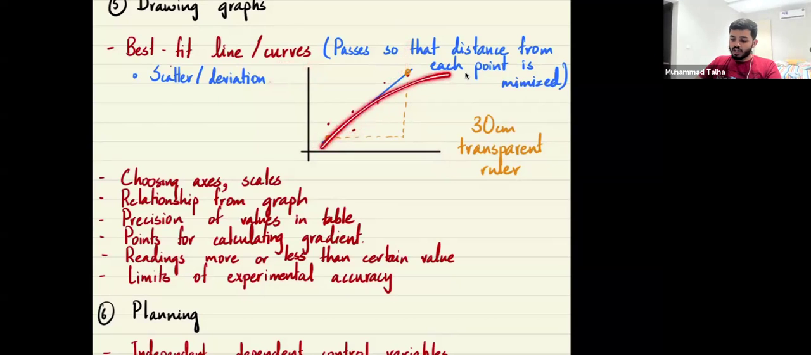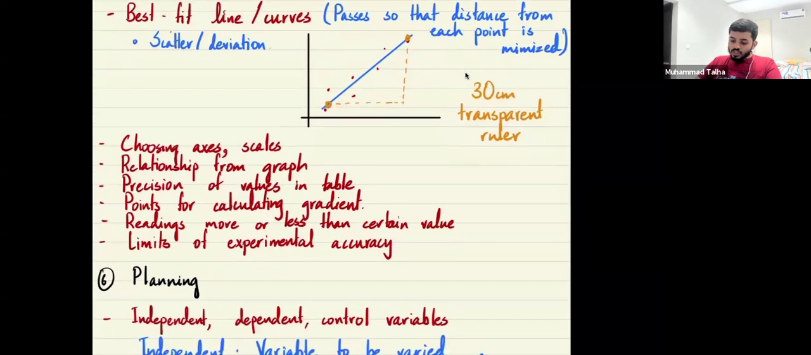For example, if you have a graph like this, then you would say y is increasing at a decreasing rate, right? So some basic stuff that you guys have already used in your paper twos and kinematics. So this is obviously expected of you. Precision of values in the table, this is something you must keep in mind. So for example, if you are taking the average of some time values which are given correct to 2 decimal place, then the average would also be to 2 decimal place, right?